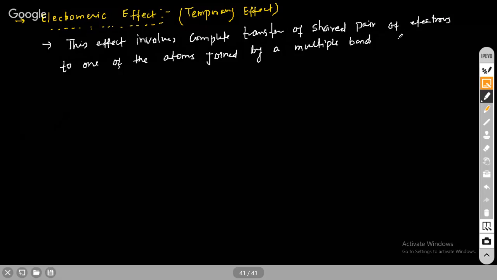Okay, the effect involves the complete transfer of a shared pair of electrons to one of the atoms joined by a multiple bond under the influence of any attacking reagent.